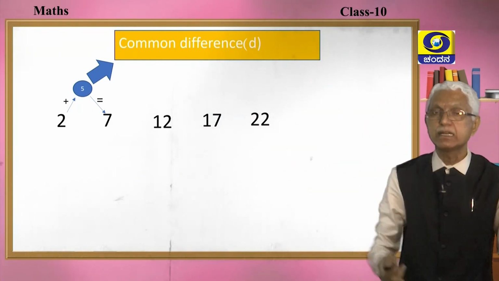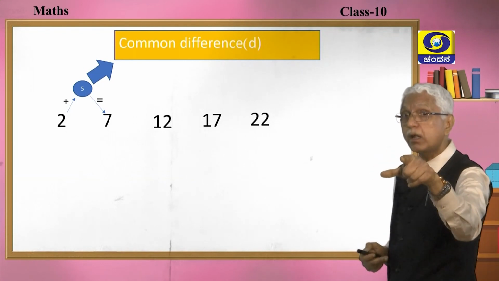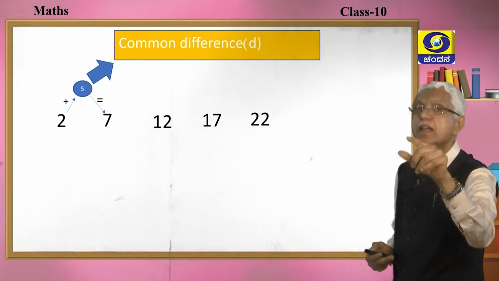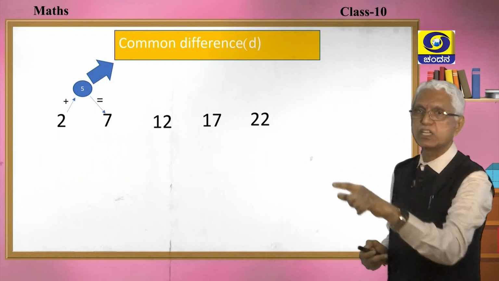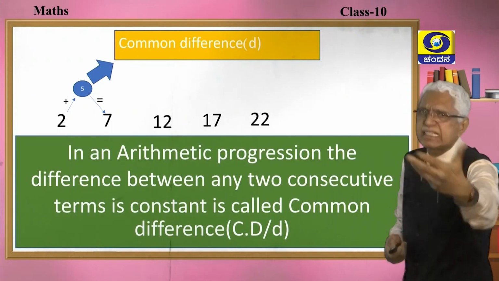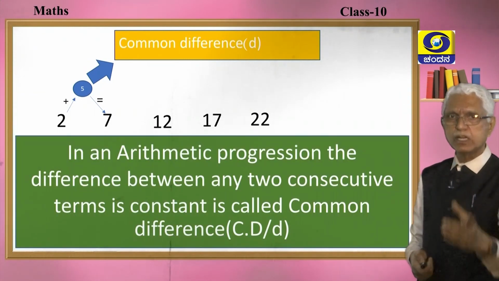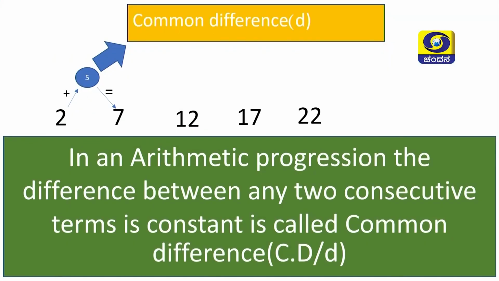Hence, this is called, what do we call it? It is called an arithmetic progression. So, once again, this is another way of defining an arithmetic progression. In an arithmetic progression, the difference between any two consecutive terms is constant, and that constant is called the common difference, and it is denoted by the symbol D, small letter D.